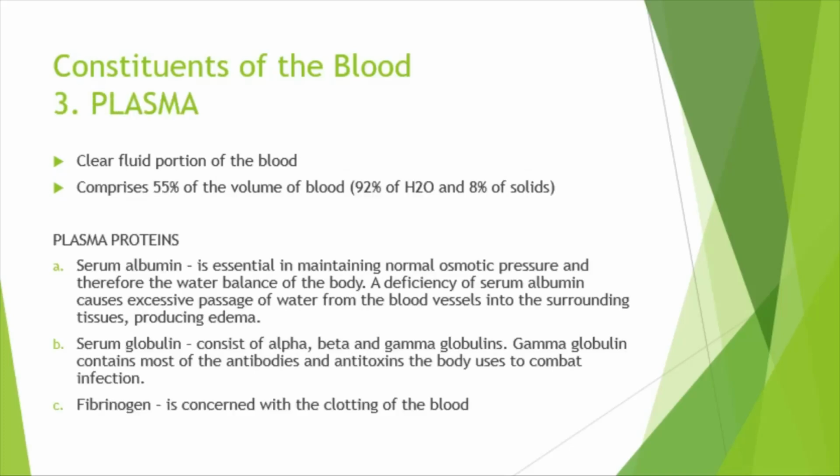Next, we have your plasma. So this is the clear fluid portion of the blood. It comprises 55% of the volume of the blood. It contains 92% water and 8% solids. So we have different plasma proteins present in your blood. So first, we have your serum albumin.